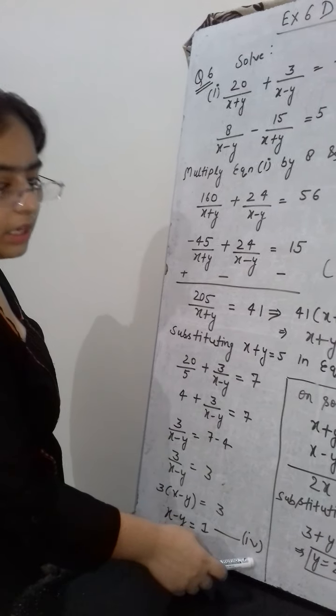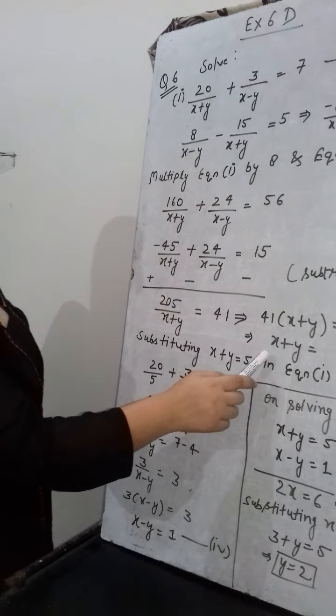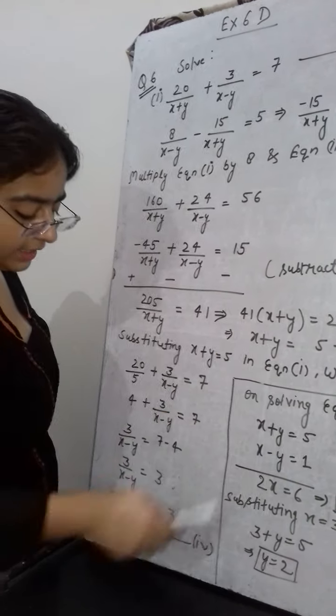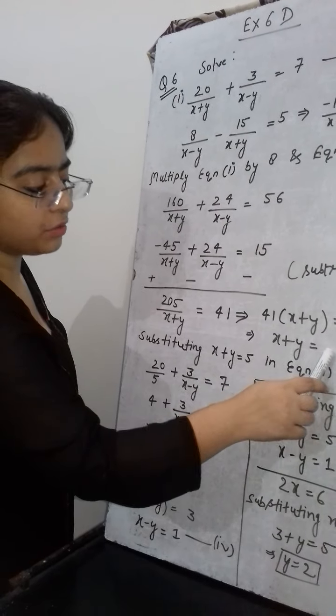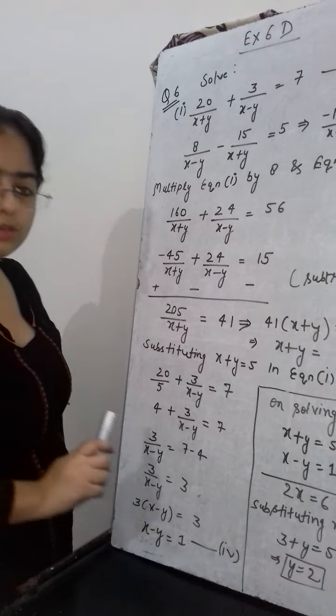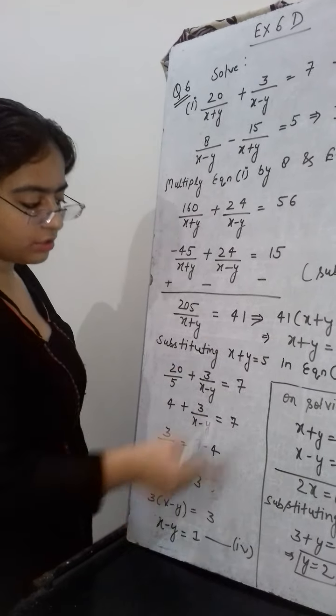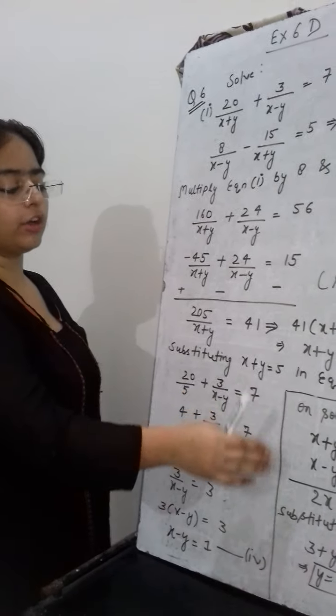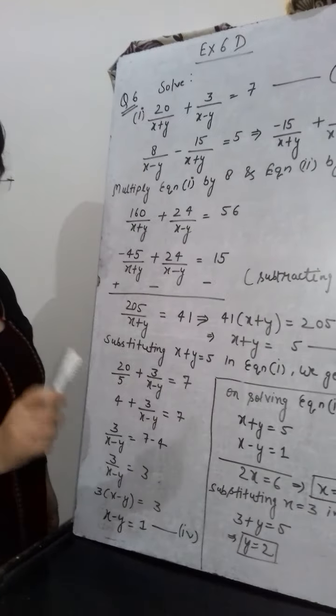This is equation number 4. Now we got two equations, the third and fourth one: x plus y equal to 5 and x minus y equal to 1. Now we will solve these two equations simultaneously in order to find the values of x and y.